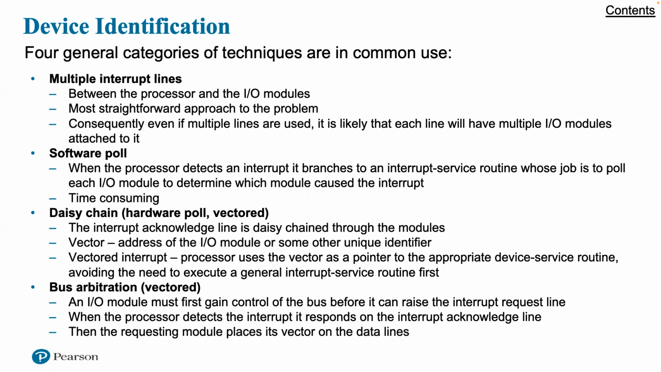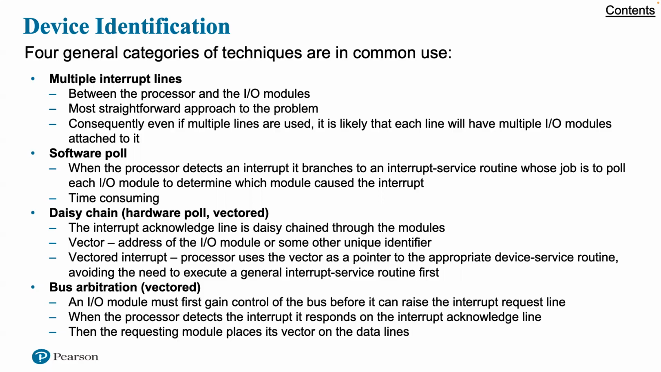The most straightforward approach to the problem is to provide multiple interrupt lines between the processor and the I/O modules. However, it is impractical to dedicate more than a few bus lines or processor pins to interrupt lines. Consequently, even if multiple lines are used, it is likely that each line will have multiple I/O modules attached to it. Thus, one of the other three techniques must be used on each line.